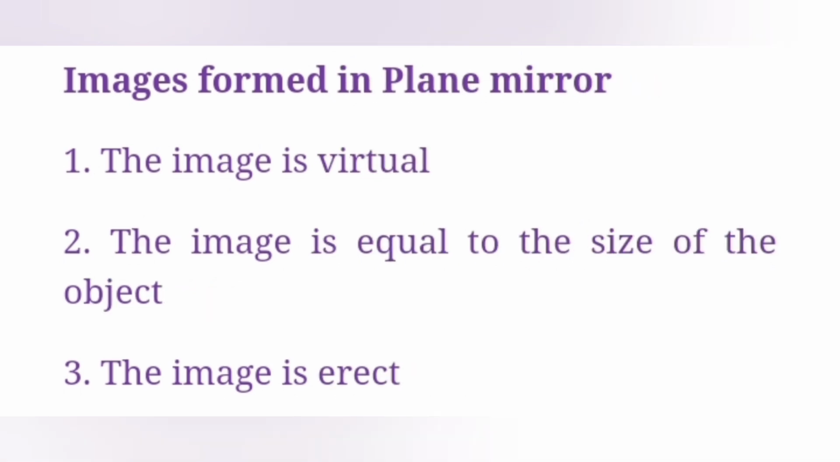Images formed in plane mirror. First point, the image is virtual. Second point, the image is equal to the size of the object. Third point, the image is erect.